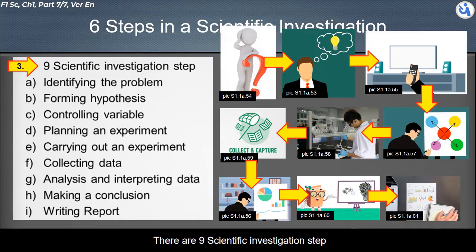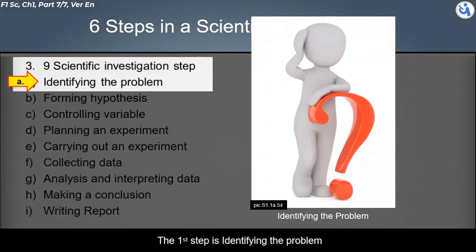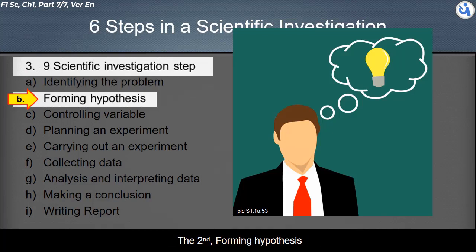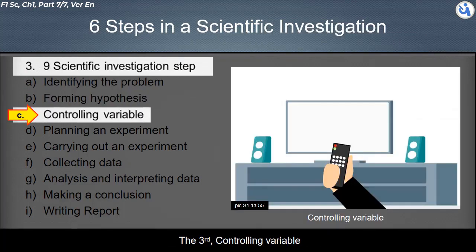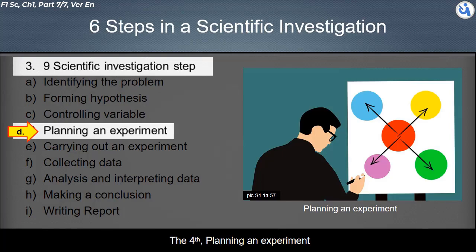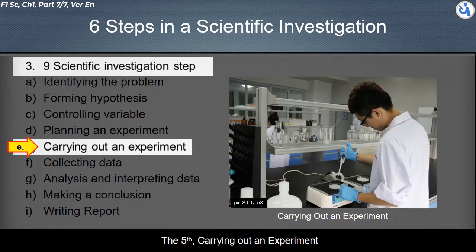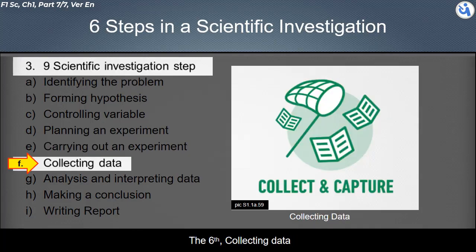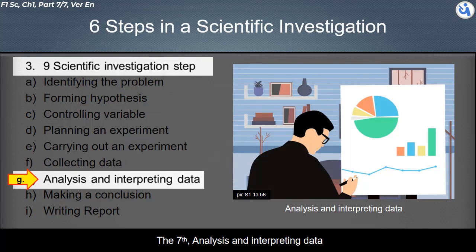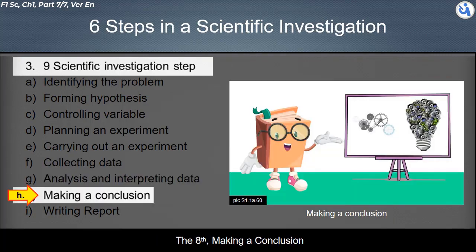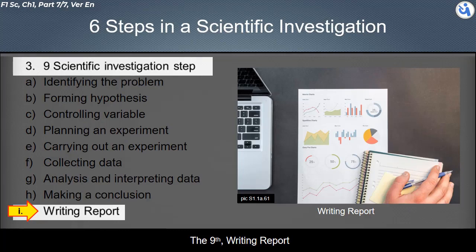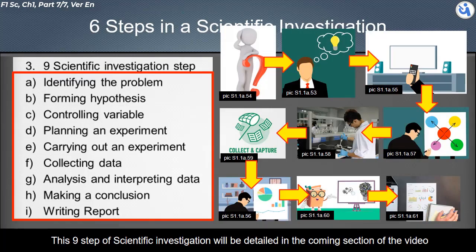There are 9 scientific investigation steps. The first step is identifying the problem. The second, forming hypothesis. The third, controlling variable. The fourth, planning an experiment. The fifth, carrying out an experiment. The sixth, collecting data. The seventh, analysis and interpreting data. The eighth, making a conclusion. The ninth, writing report. These 9 steps of scientific investigation will be detailed in the coming sections of the video.